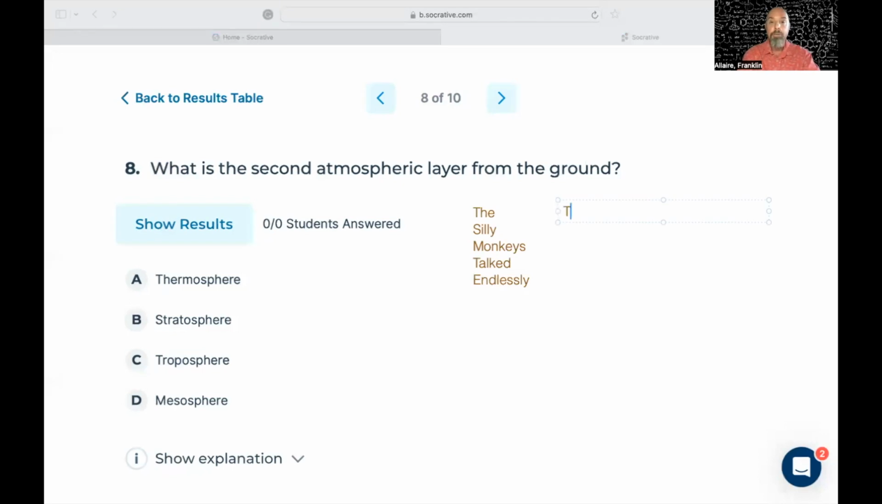And so we have, of course, our troposphere. We have our stratosphere. We have our mesosphere, our thermosphere, and our exosphere, which is the layer of the atmosphere that is farthest away from the surface of the Earth, and that's where we find things like the International Space Station, as well as some satellites that orbit around the Earth.